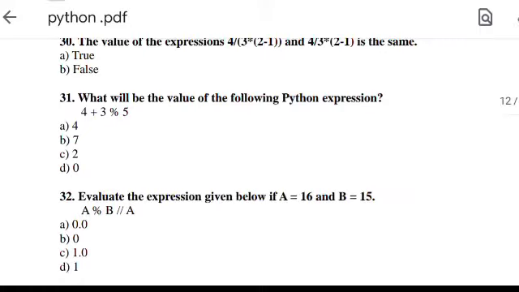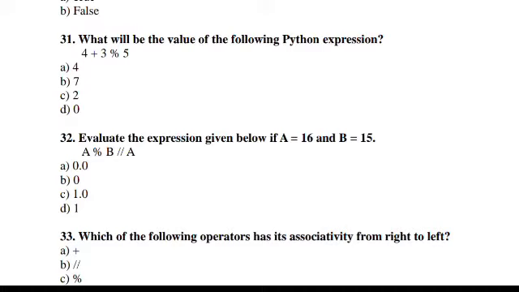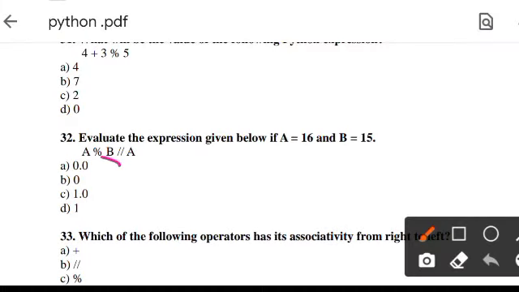Next is, evaluate the expression given below if A is equal to 16 and B is equal to 15. A divided by B divided by A. Right answer will be option B, 0.0.